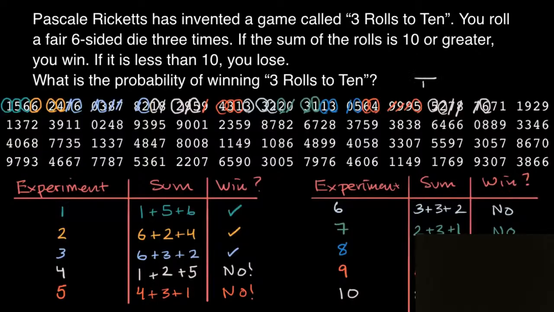of winning this game? Well, out of the 10 experiments, how many did we win? It looks like we won 1, 2, 3, 4, 5. So based on just these 10 experiments, we got a pretty clean 50%.